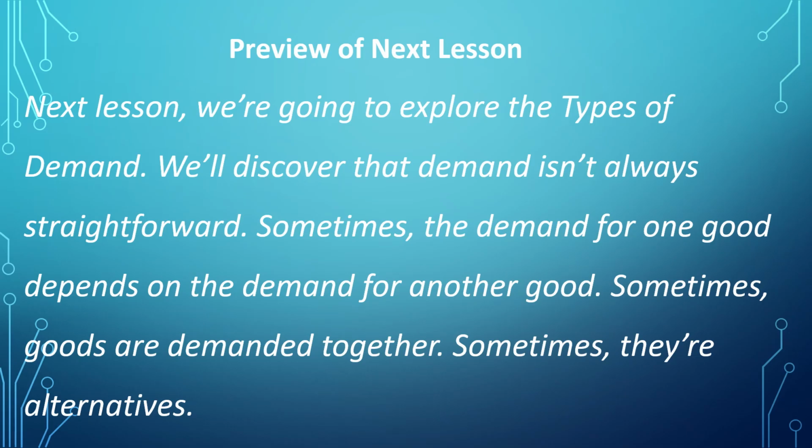We will explore 4 types of demand. Derived demand, when demand for one good comes from demand for another. Joint demand, when 2 goods are demanded together. Competitive demand, when goods are alternatives. Composite demand, when one good has multiple uses. This will deepen your understanding of how markets work and how different goods are related.